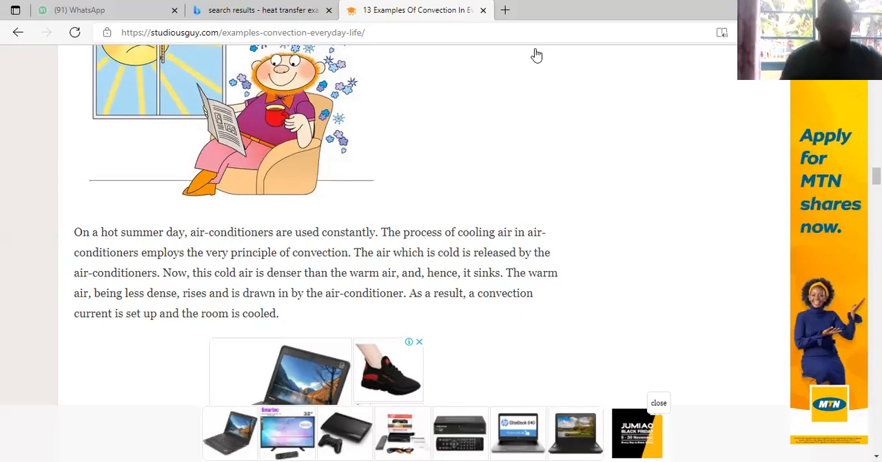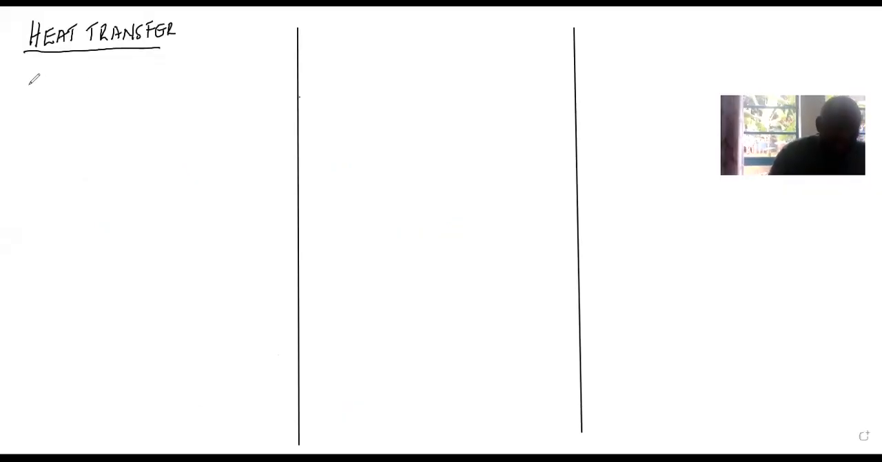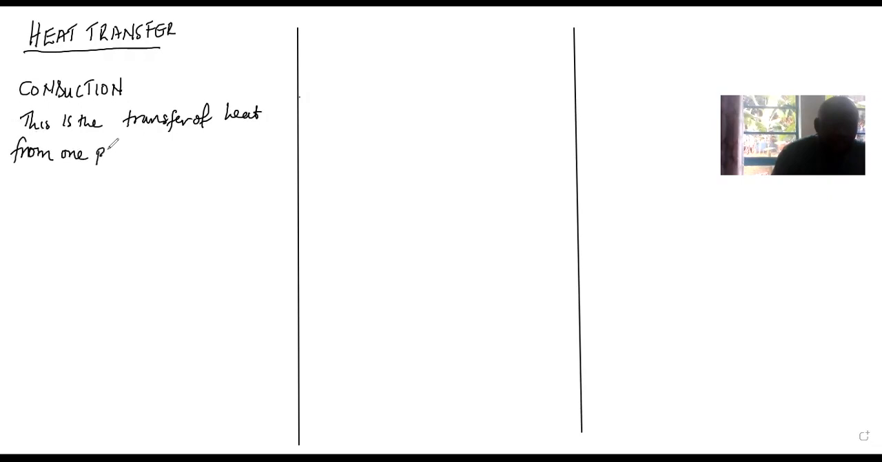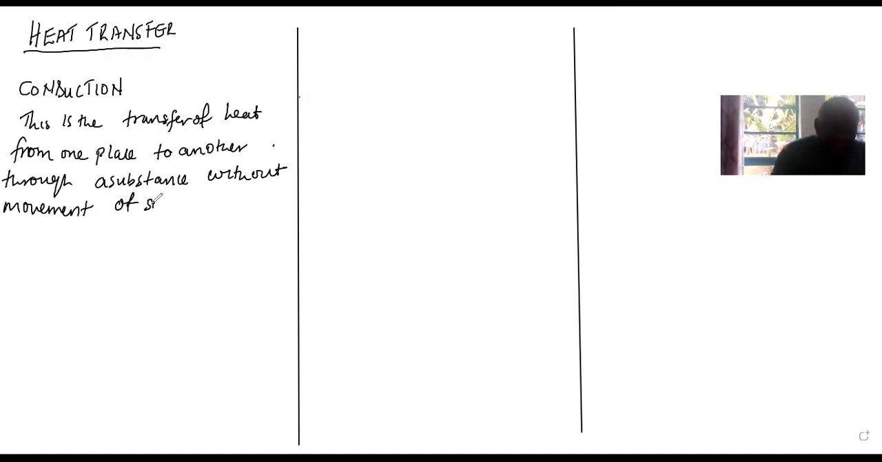So with those simple definitions and illustrations, we can now go back and see exactly what we are supposed to talk about. The first thing we are going to see in our illustrations will be conduction. Conduction is the transfer of heat from one place to another through a substance without movement of the substance as a whole.